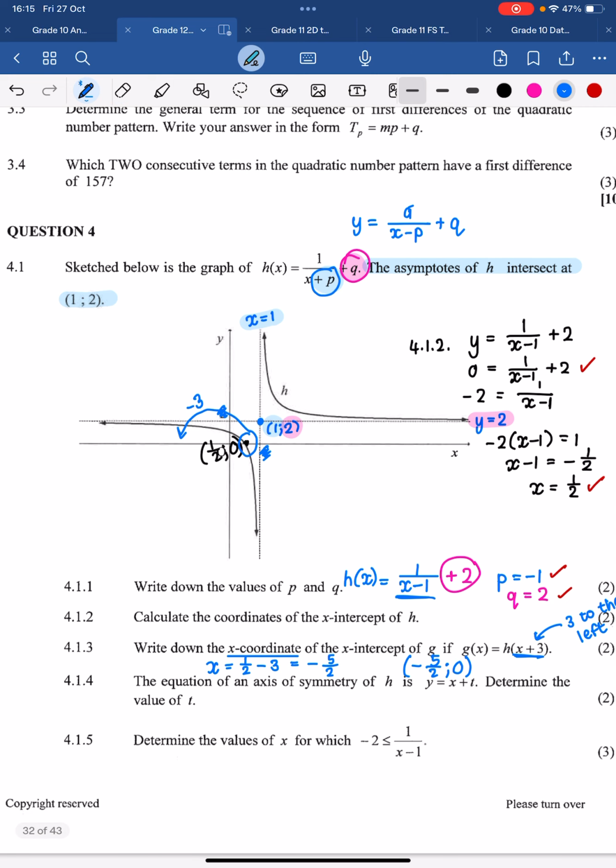All right, now what they are telling us here is that we are meant to find the equation of the positive axis of symmetry. We know that a hyperbola has 2 axes of symmetry. It has one with a positive gradient that is kind of going to run like that, and then it has one with a negative gradient that is kind of going to run like that. That's not perfectly accurate, but you get the idea. The positive one is y equals x plus t. That's what they're telling us.